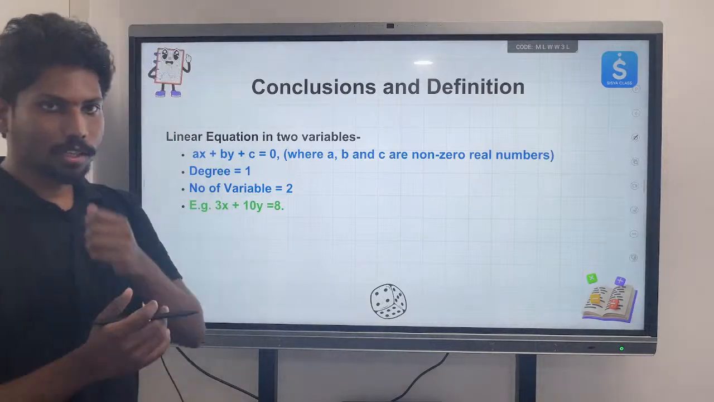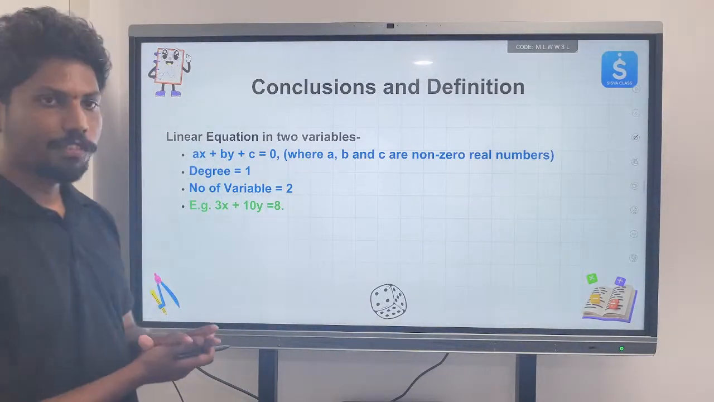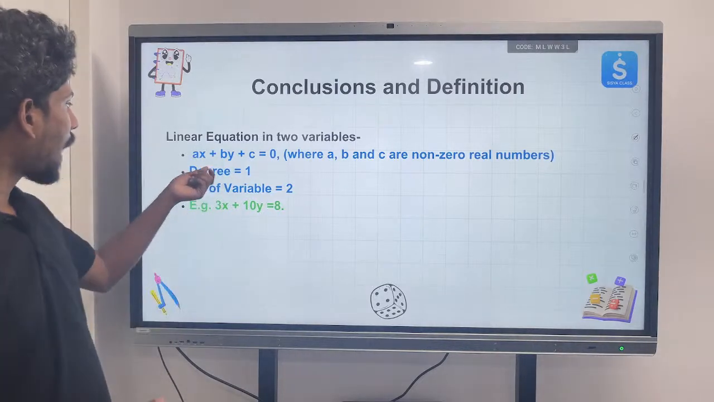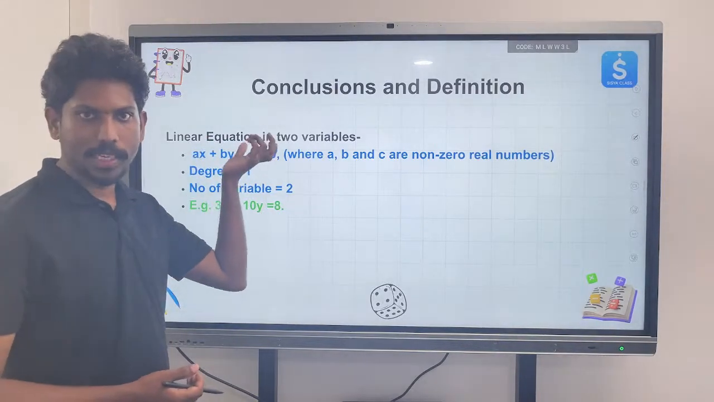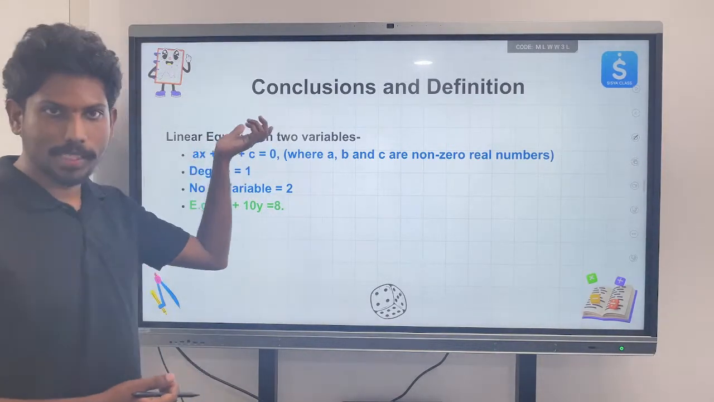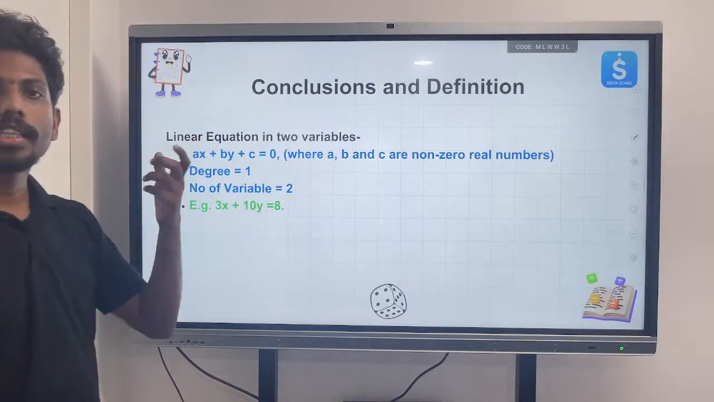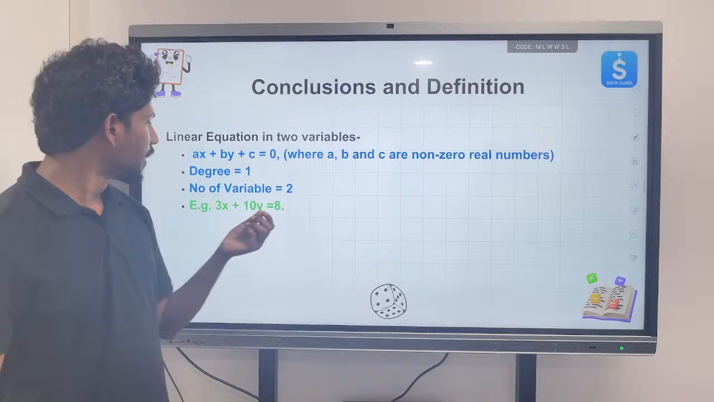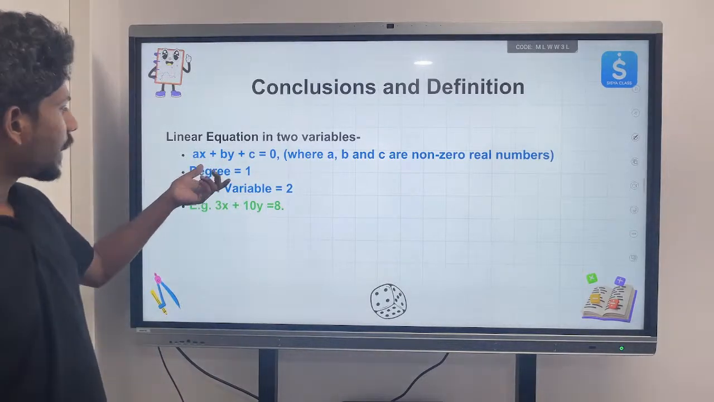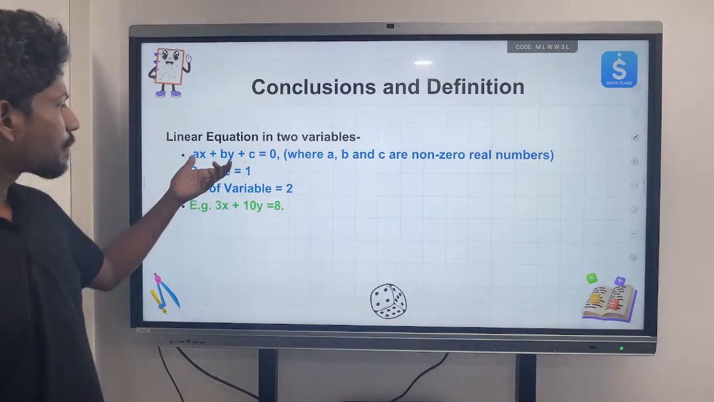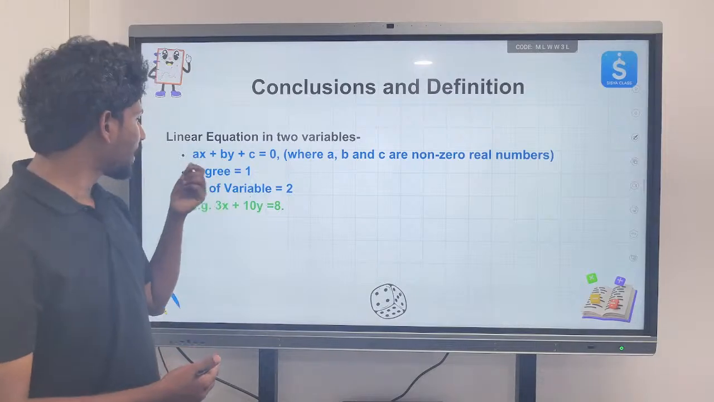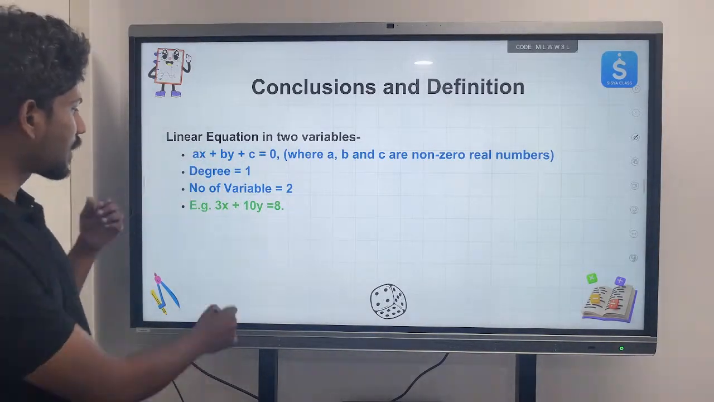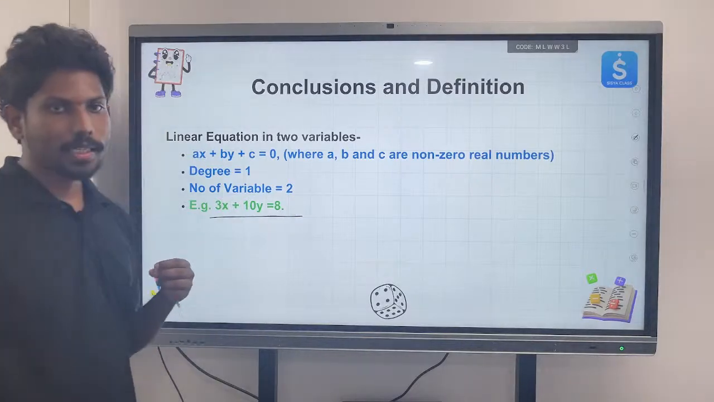Now let's try to conclude with a definition of what we have learned. A linear equation in two variable is basically an equation of the form ax plus by plus c, where a and b are the coefficients of x and y respectively. The c is called the constant, right? The highest degree or the highest power is 1, and it should have only 2 variables, and this is one of the examples, right?